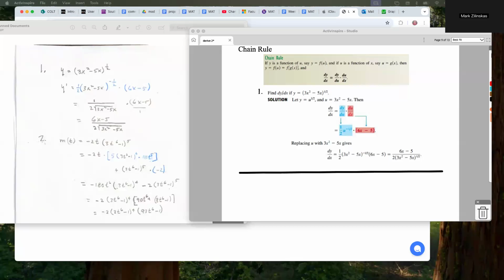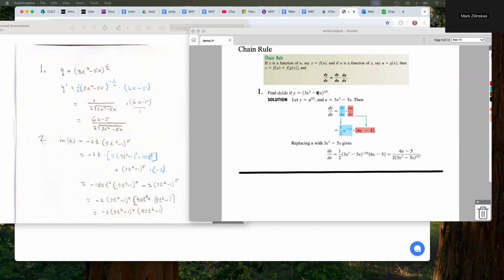Okay, here are two examples using the chain rule. One is just a basic example actually using the chain rule, and the next one is an example of using the chain rule within another rule, which happens to be the product rule. So let's take a look at this example here.